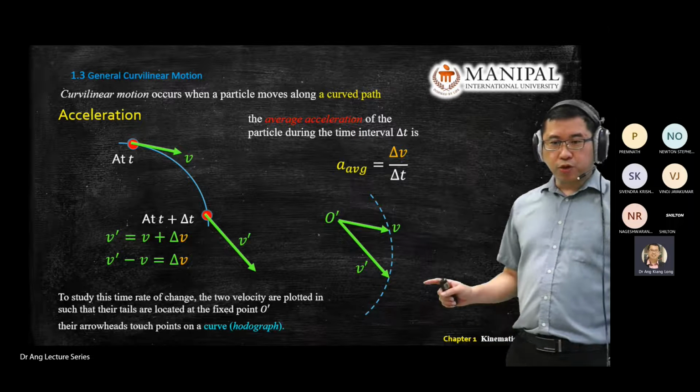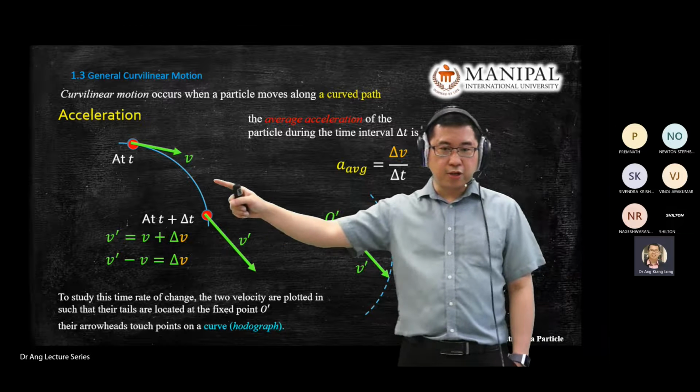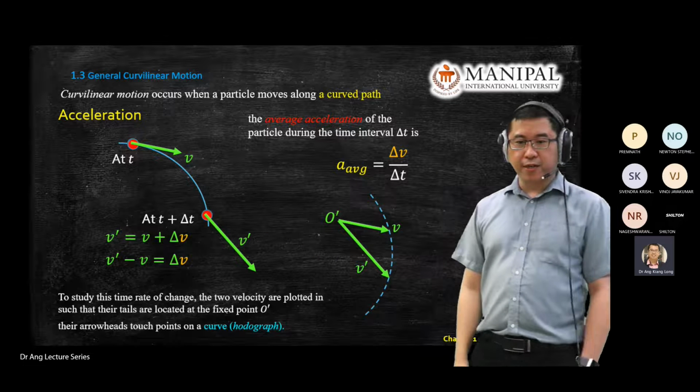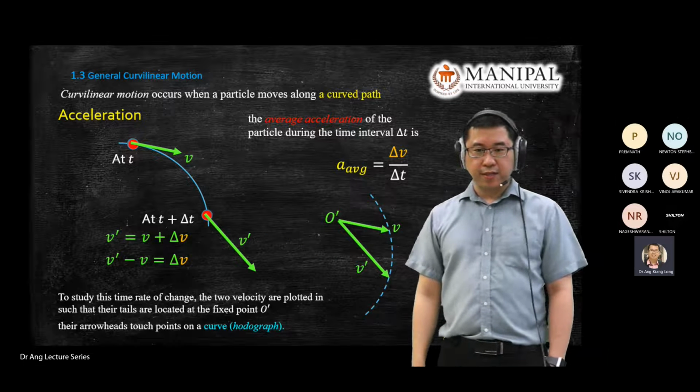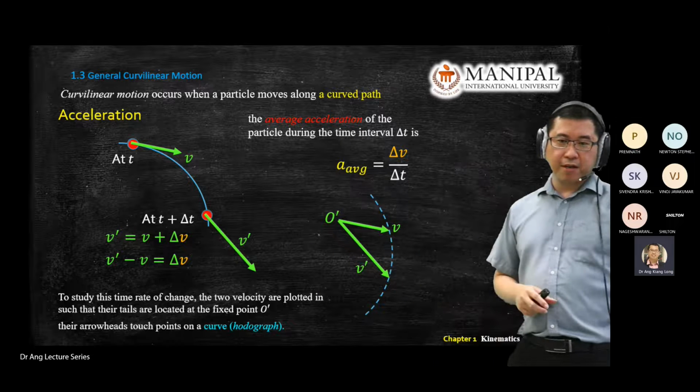Okay, so don't confuse the dash curve with the path. The solid line path and the hodograph will be different. It's a different thing, although they share the same curve form.